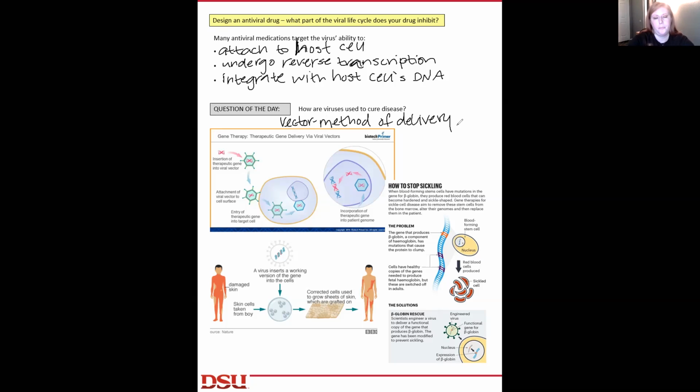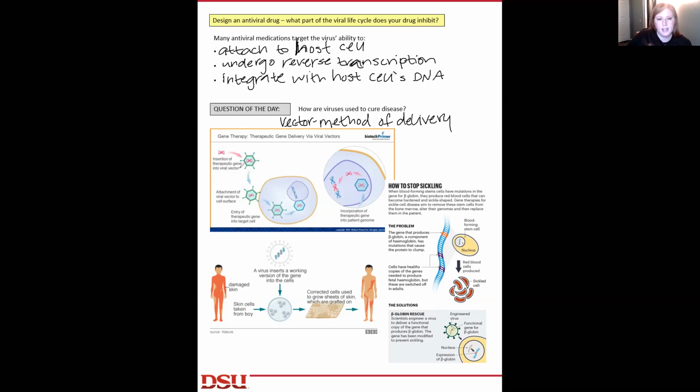For instance, mosquitoes are vectors for things like malaria and West Nile. They carry the parasites. So they're the delivery method for those parasites that cause those two diseases, okay? So in this case, we're talking about a virus being the delivery method. But rather than having viral DNA that's going to go in and cause all kinds of problems, a type of gene therapy happens, or there's been genetic manipulation.